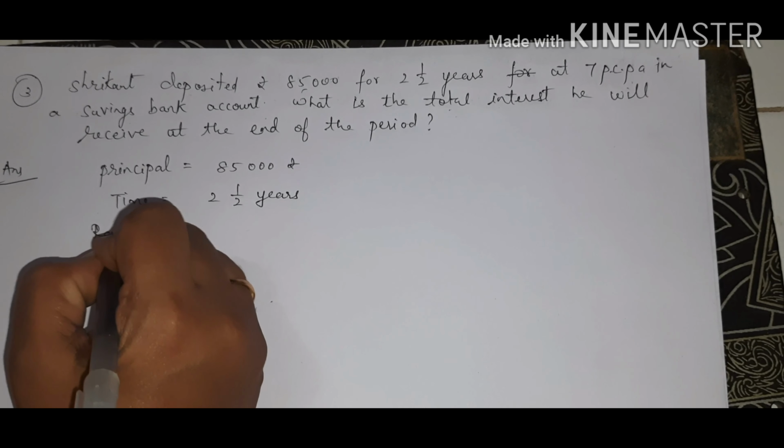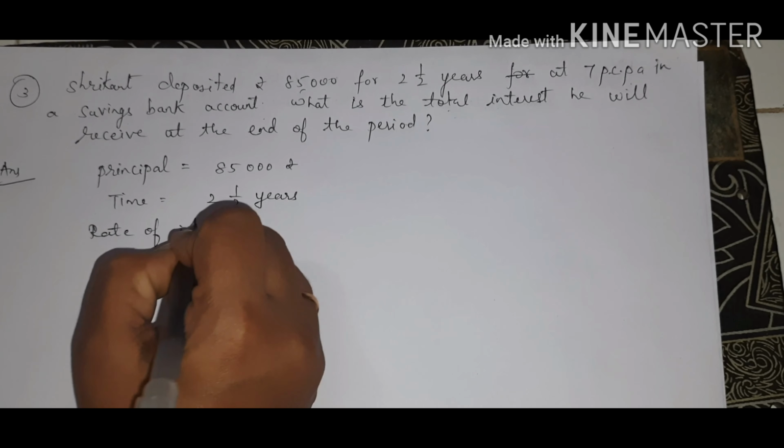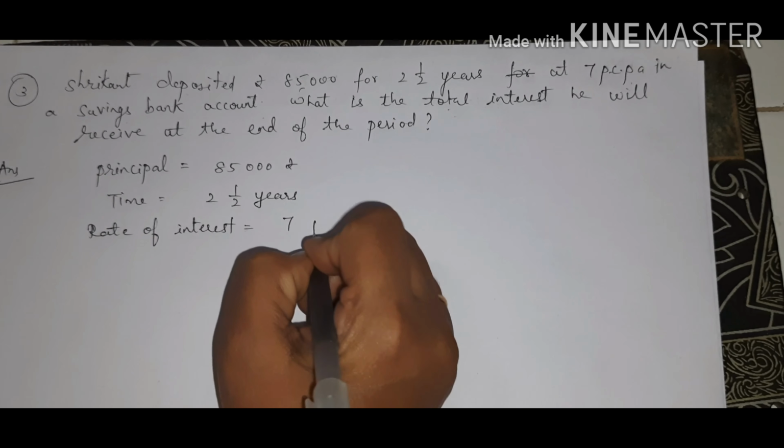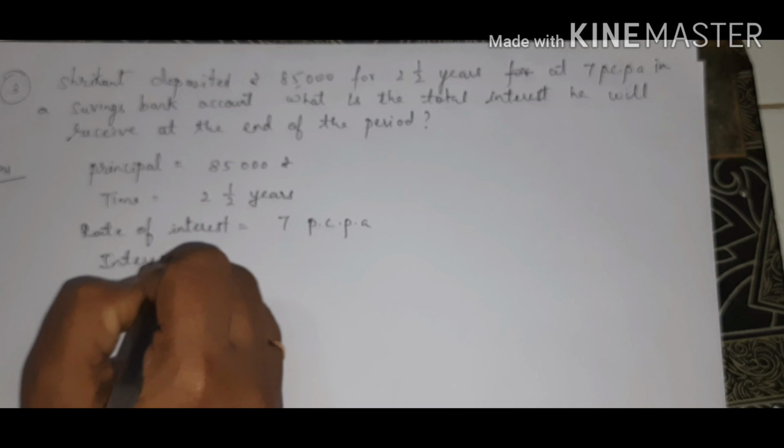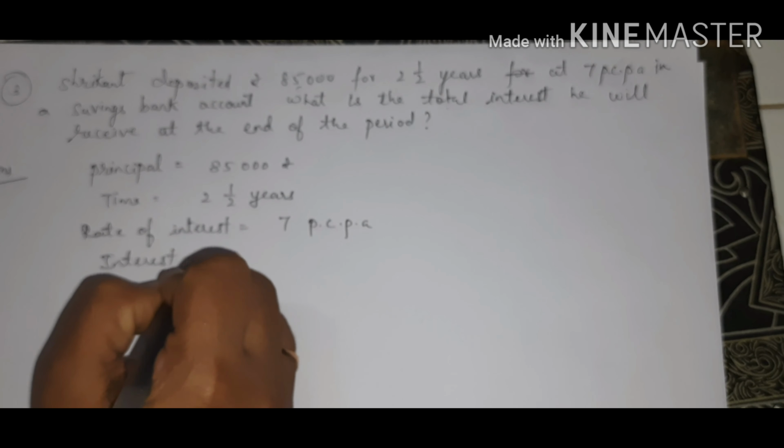And the rate of interest is given as 7% per annum. We have to find the interest. The interest formula we already know: I is equal to P into R into T upon 100. So I is equal to, substituting P, the principal, 85,000, into R, the rate of interest, 7, into T, the time, 2.5 years, divided by 100.